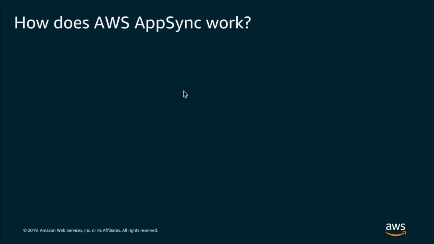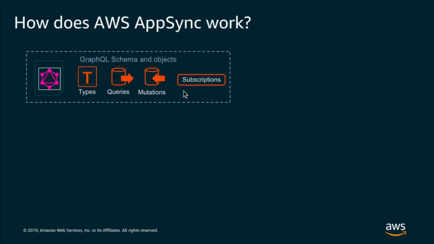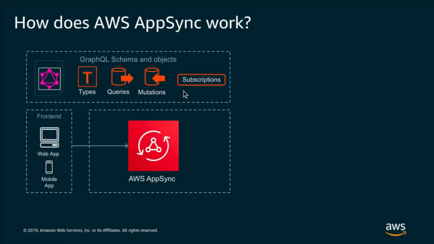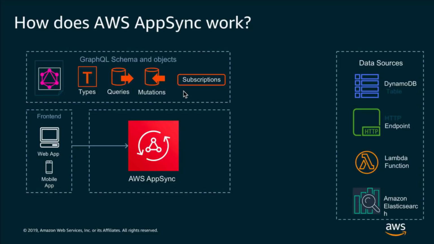So how does AppSync work? At the top, you're defining a schema, and you want to think about the schema as your types, your queries, your mutations, and in the upcoming slides, I'm going to show you how that looks. And then you have your clients. In this case, those clients can be mobile applications or web applications that need to call the actual AppSync endpoints. And then finally, you have your data sources, and your data sources can be DynamoDB, a Lambda function, or Elasticsearch.